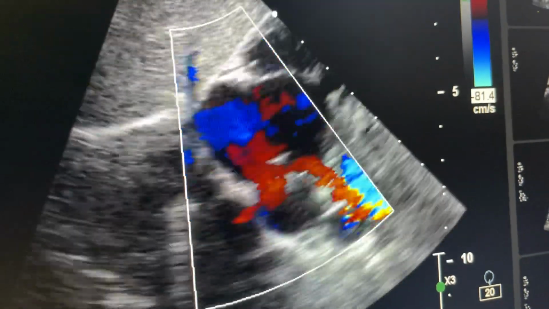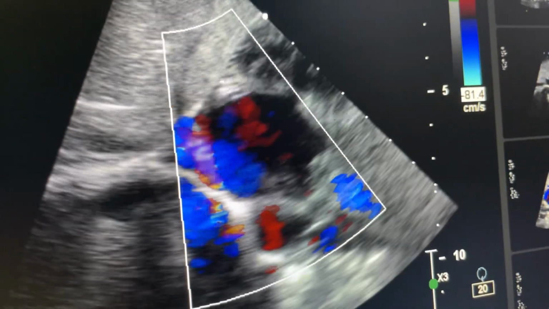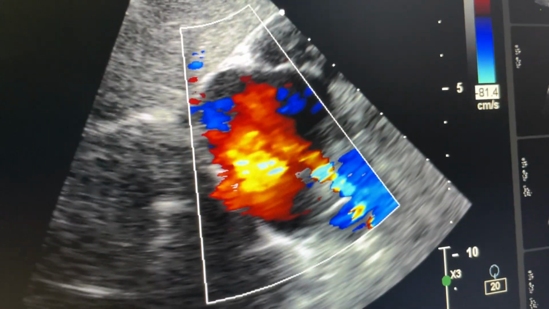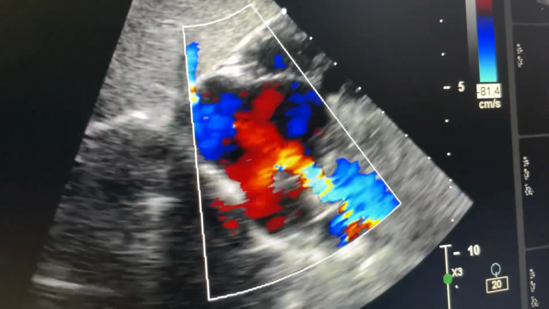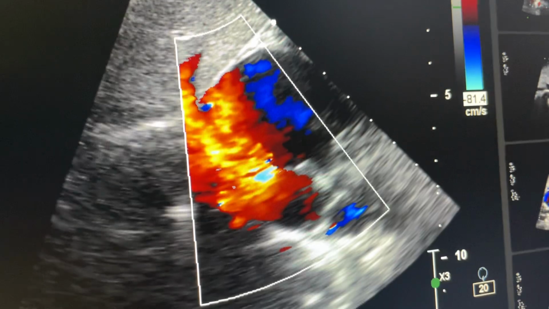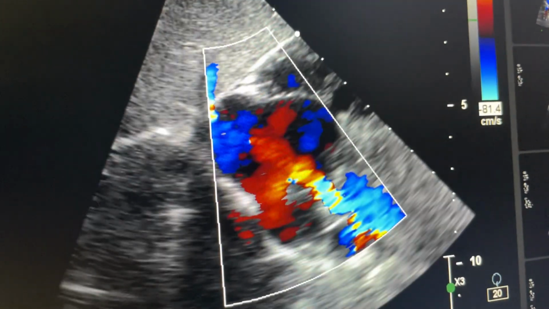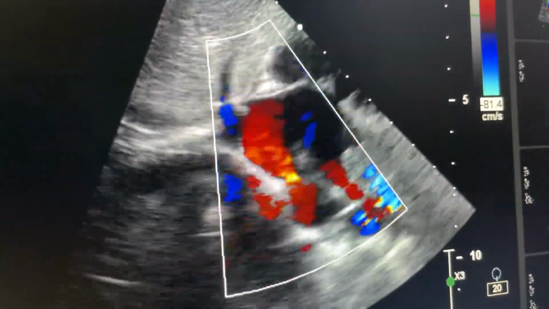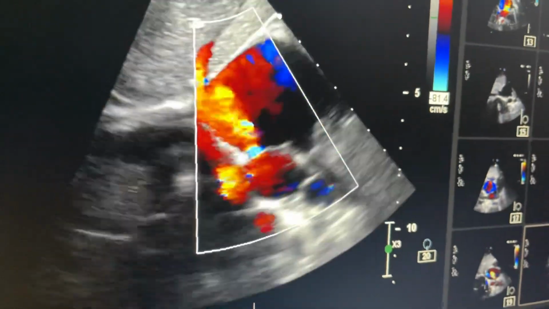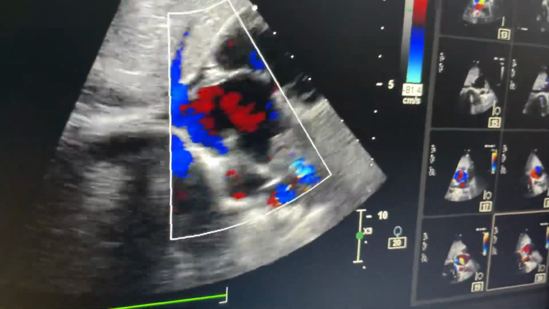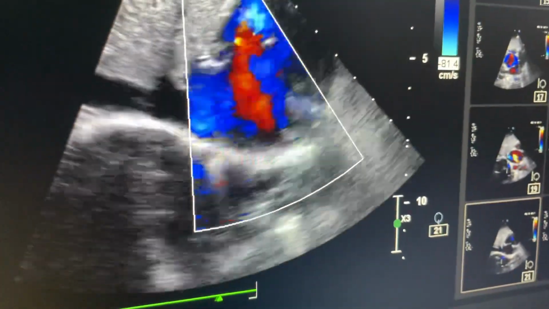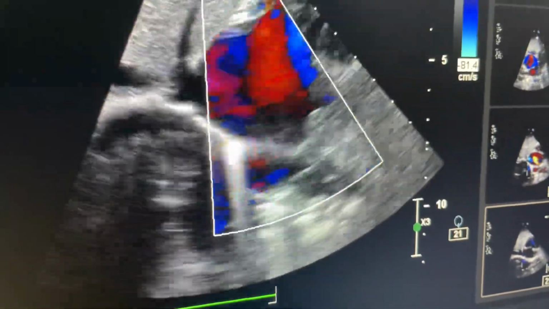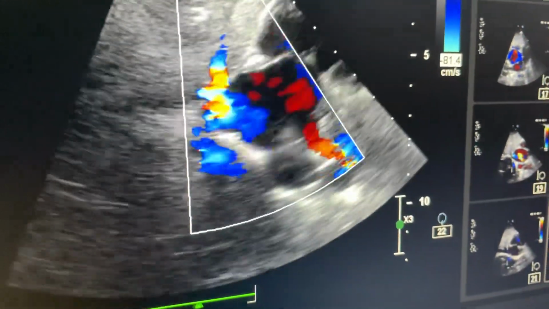Next image, the same thing. This is the flow of ASD. Flow is quite turbulent. The ASD, though it is not small in size, is medium size, but flow is quite turbulent. Next image, same thing.